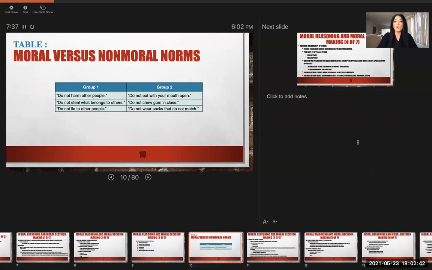This table is the moral versus non-moral norms that we see. Group one has: do not harm other people. Group two is: do not eat with your mouth open. Do not steal what belongs to you. Do not chew gum in class. Do not lie to people. Do not wear socks that do not match. So this is the moral versus non-moral norms. These are some things that we see people speak of, but is it really morality? No.